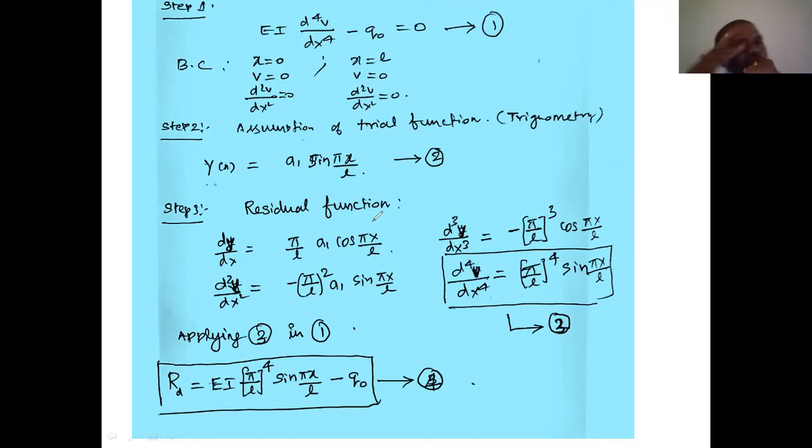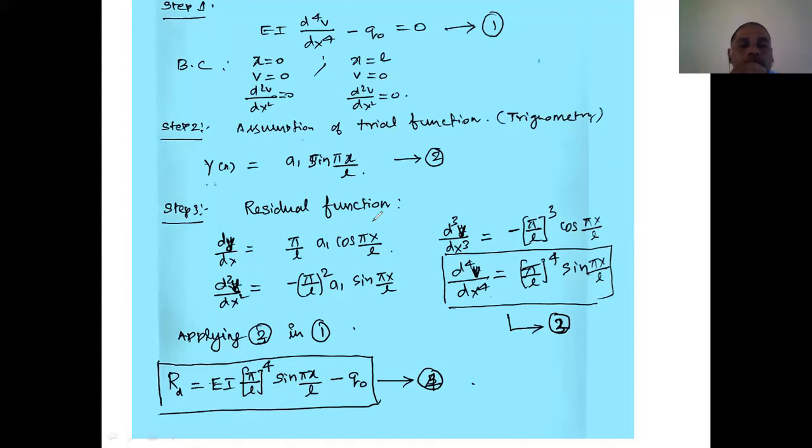Residual function means applying the trial function in the governing equation. We are assuming that the governing equation holds good for this particular chosen trial function, and that this is a correct solution for the problem. We are assuming that the variation of v behaves like this: a1 sine pi x by L. So the next step is applying the trial function in the governing equation.